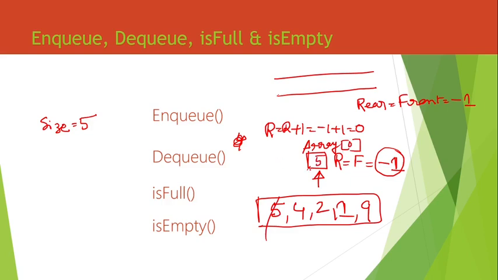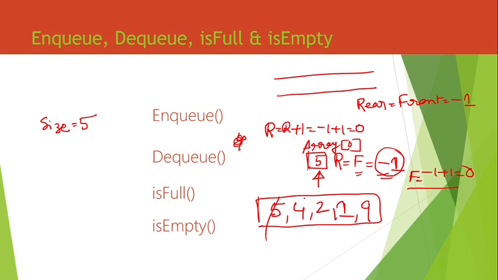And then immediately, once this 5 is inserted in the queue through the rear end, the front pointer will also be incremented by 1, and it will become minus 1 plus 1 equal to 0. The front pointer also will become 0. So both will be there. Now, once I delete 5 at this position, then again the front pointer will go to minus 1.